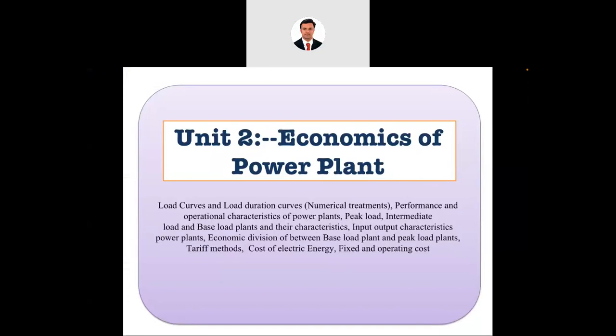Good morning, everyone. Today we are going to start our second unit, that is the economics of power plant. Basically, in the first lecture, we saw the basics of the power plant, right? Particularly the basic working conditions of that particular power plant, like the thermal power plant and hydroelectric power plant. What are the different factors which are going to affect us whenever we go for installing those power plants?